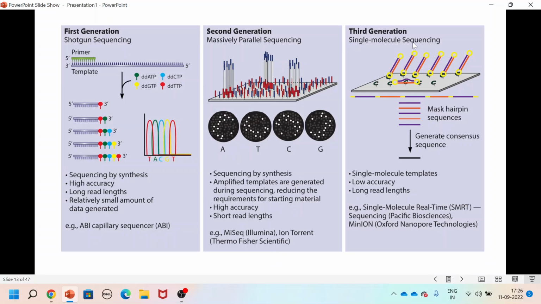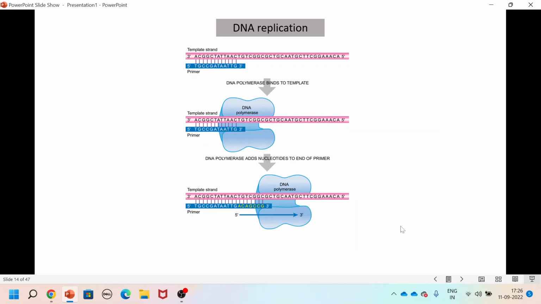And in the third generation, we are trying to study the single molecule, performing single molecule sequencing. In this, the single template is obviously a single molecule. It has low accuracy, but has a long read length. Examples include single molecule real-time SMRT sequencing and MinION, which is the technology of Oxford Nanopore Technologies.